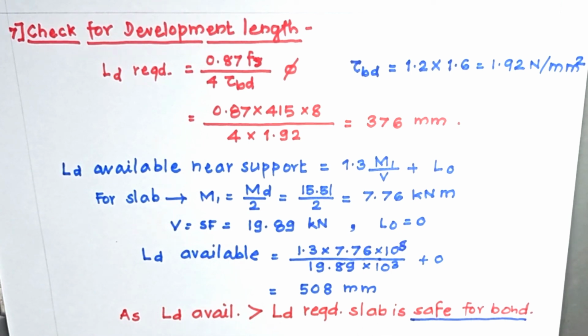we have completed the problem of one-way simply supported slab. Now again I will repeat one thing. Now as far as the problem in the examination is concerned, it is not necessary to apply the check for shear, check for development length. You can stop after drawing the sketch showing reinforcement details.